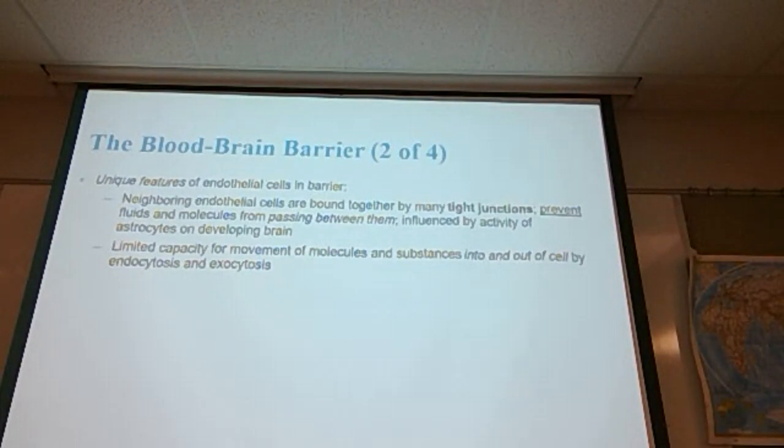This limits capacity for movement into the brain and out of the brain to endocytosis and exocytosis. These many tight junctions really restrict the movement of things from one cell to the next, and from outside to inside.